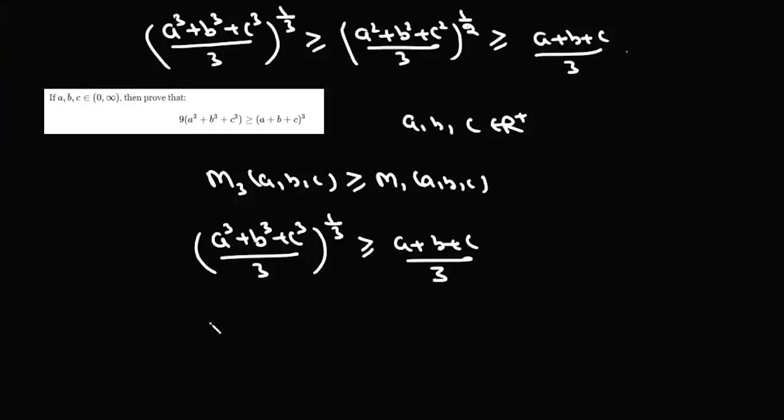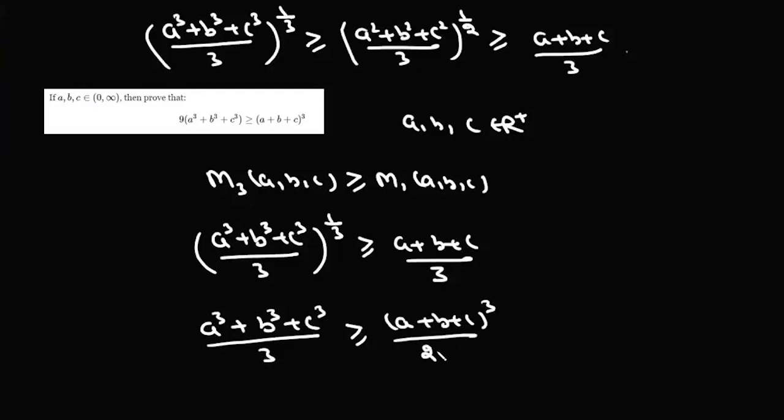Now if we take cube both sides, then we can write a cube plus b cube plus c cube upon 3 will be greater than or equal to a plus b plus c whole cube upon 27. Now we can cancel this 3 with 27, so it will be this 9. So if we rearrange, we can write 9 times a cube plus b cube plus c cube will be greater than or equal to a plus b plus c whole cube, which is what we need to prove in this question.